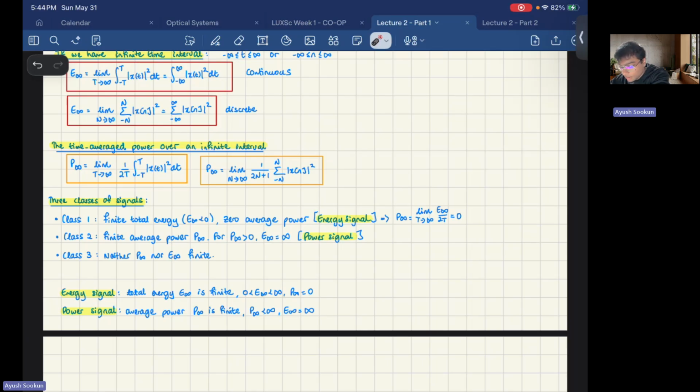So, energy signal: total energy E infinity is finite. So E infinity is between 0 and infinity, and P infinity equals 0. This sounds like a bunch of gibberish. Power signal: average power P infinity is finite, P infinity is less than infinity, and then E infinity is equal to infinity. So memorize these things, keep them in your head. It could help you out.